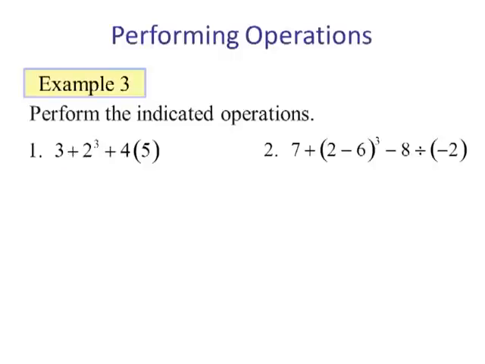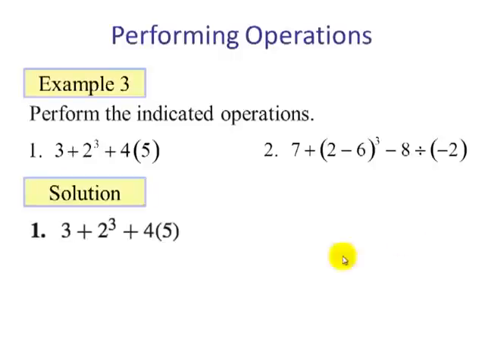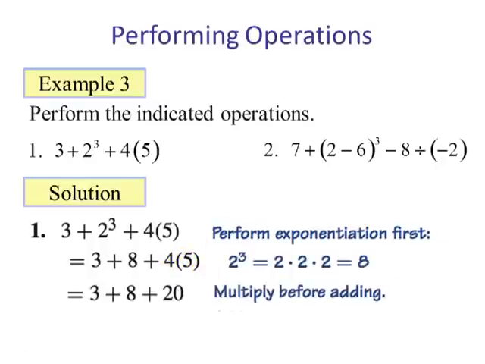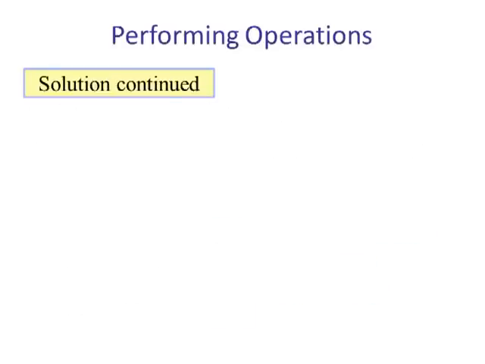Example 3. Number 1, the first thing that we want to do is exponents. There are no parentheses. So 2 to the third power is 8, because 2 times 2 times 2 is 8. Next we want to multiply, and then finally we add. 31.